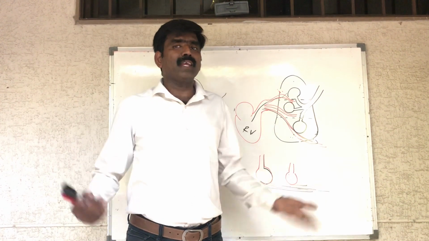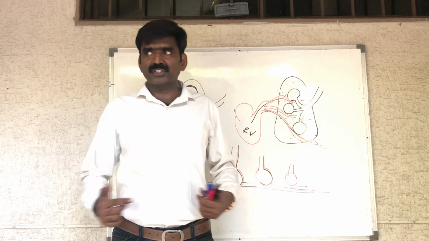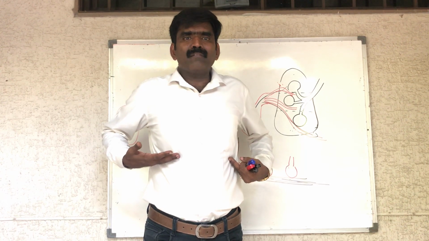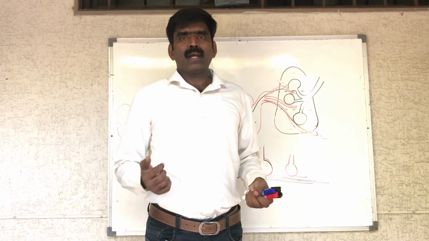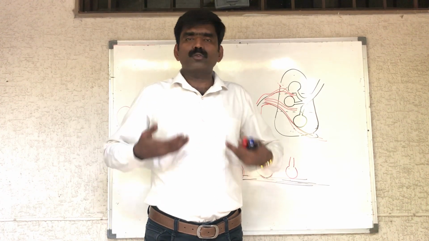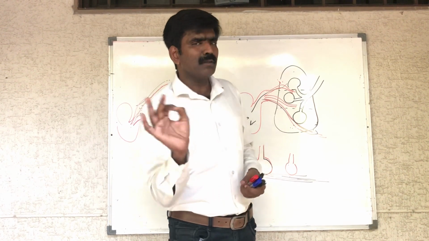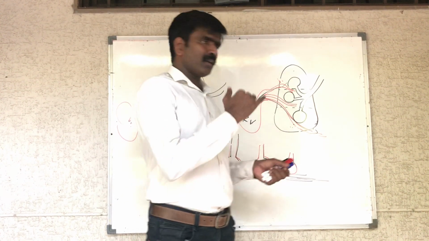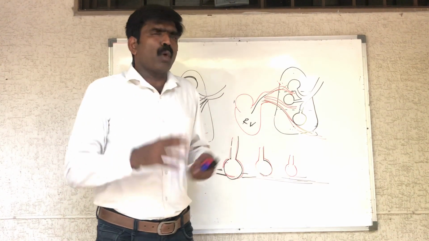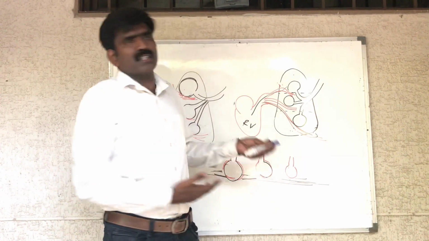Ventilation is high in the lower zone in the upright standing position. Ventilation is more in the lower zone when compared to the middle and upper zone. In the same way, perfusion is also more in the lower zone when compared to the middle and upper zone. So ventilation and perfusion are nearly matched in all the zones. Clear?